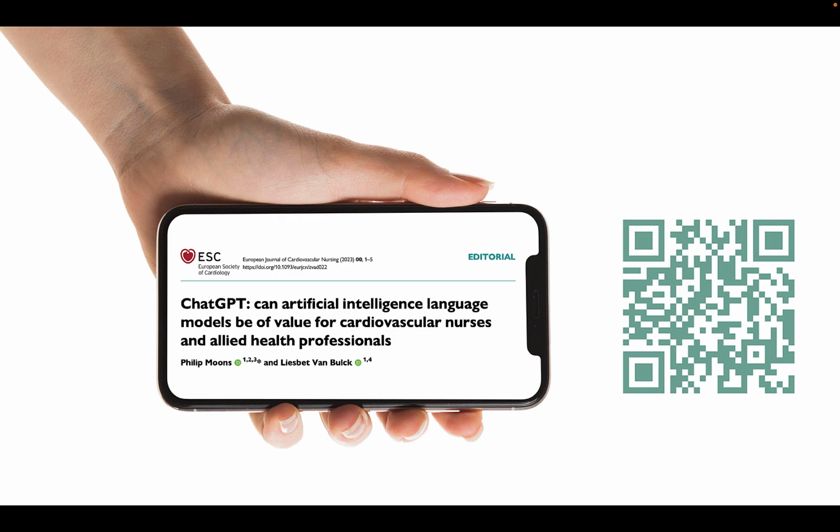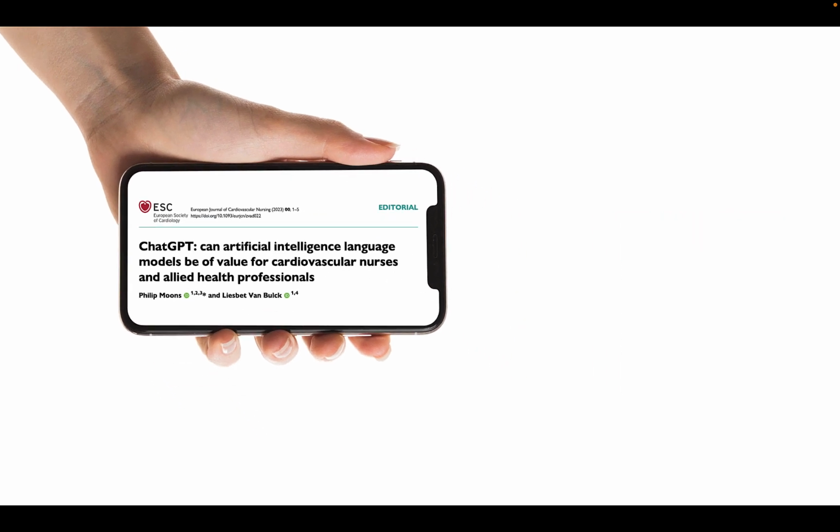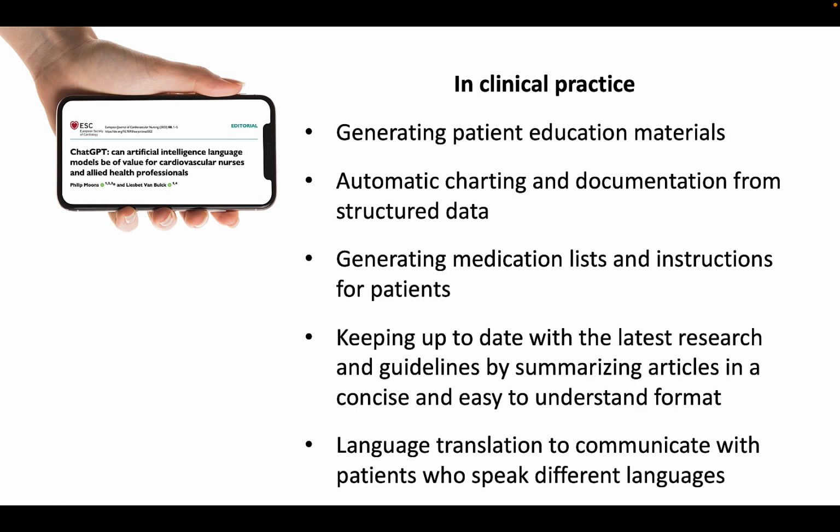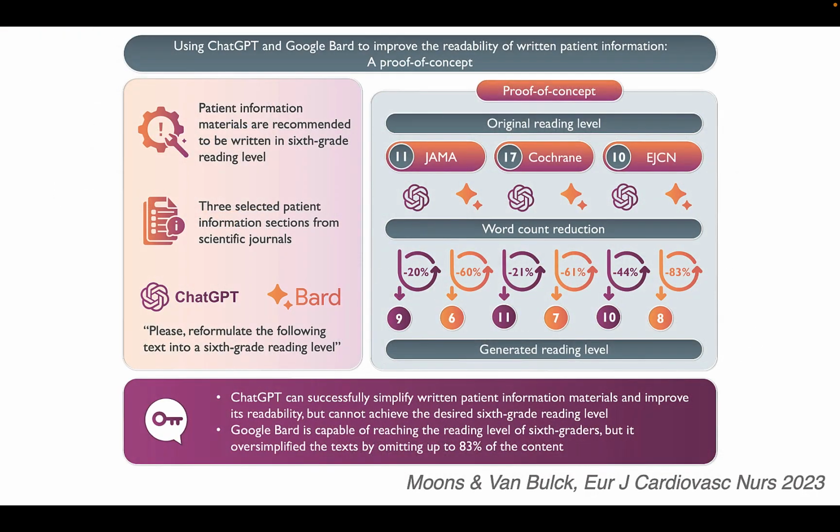And ChatGPT always gives an answer, also here, and it said, yes, of course, ChatGPT in clinical practice can be used to generate patient education materials, automatic charting and documentation, generating medication lists and instructions for patients, keeping up to date with the latest research and guidelines, and language translation to communicate with patients who speak a different language. Of course, this needs to be confirmed, this needs to be proven. And this is the first proof of concept that we did to see if ChatGPT is right about itself.